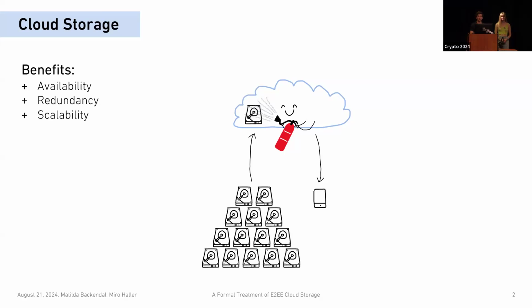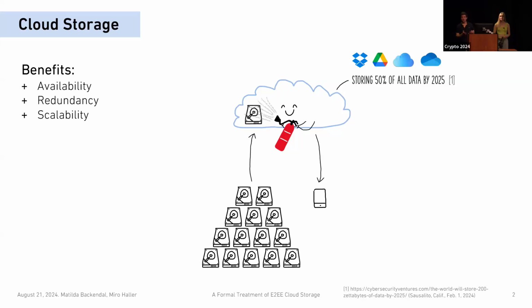Moreover, cloud storage can be scaled to hundreds of terabytes without the user themselves needing to go and install more hard disks. So with all these benefits, it's perhaps not surprising that cloud storage is vastly successful and expected to store 50% of all the world's data by 2025. Big providers include Dropbox, Google Drive, iCloud, and OneDrive.